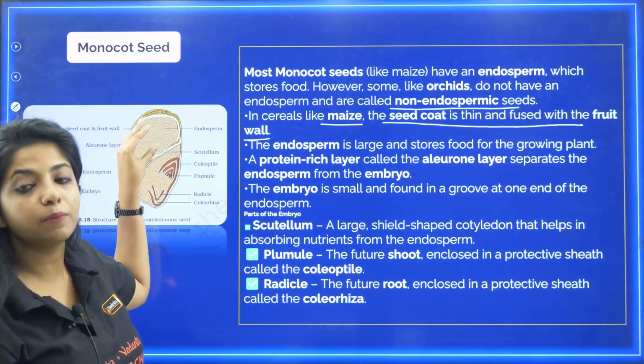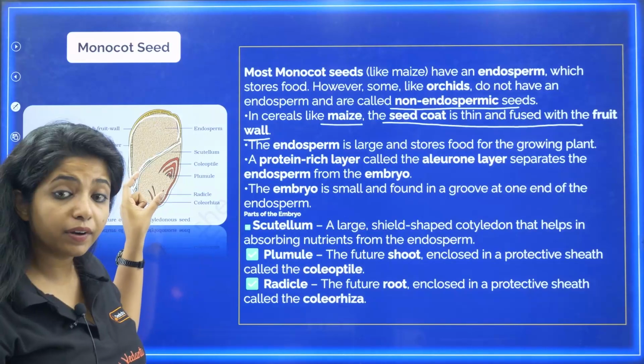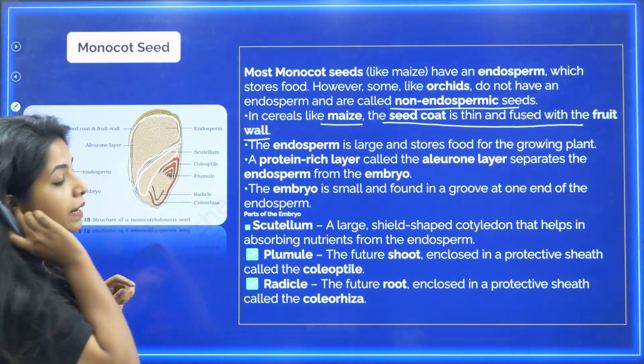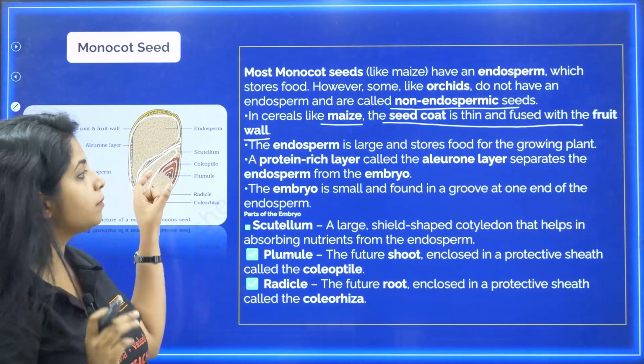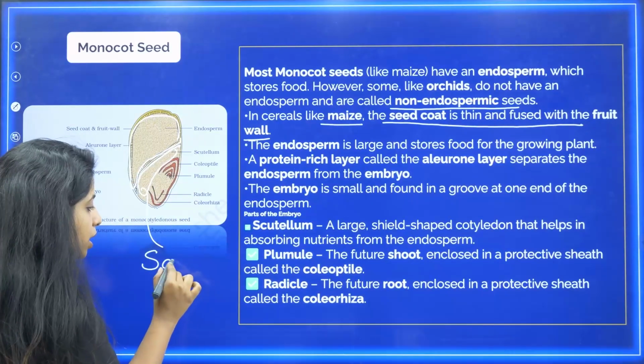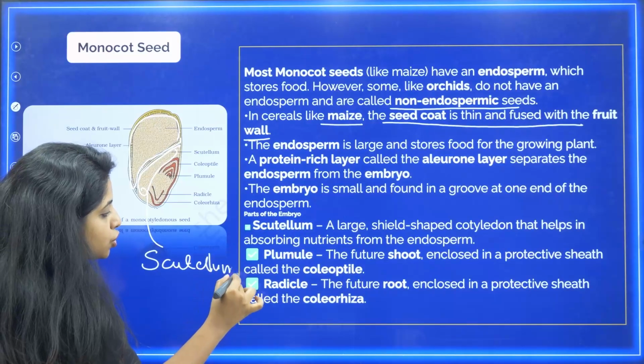What is this endosperm doing? Providing nourishment. Is there someone else to provide nourishment? Yes. What is that known as? Scutellum. So the scutellum is also right over here, providing nourishment. The scutellum is nothing but the cotyledon. I told you monocots have one cotyledon. What is that cotyledon known as? It is known as the scutellum.